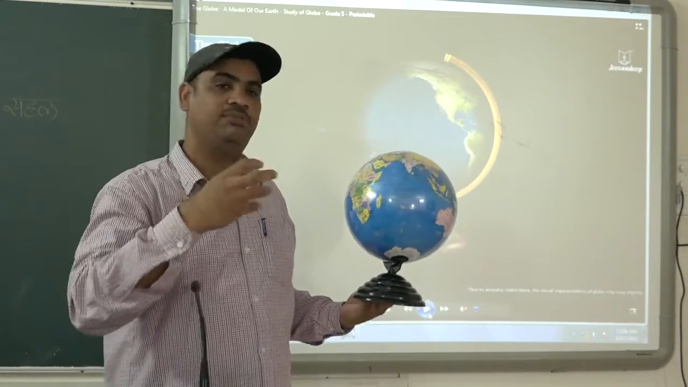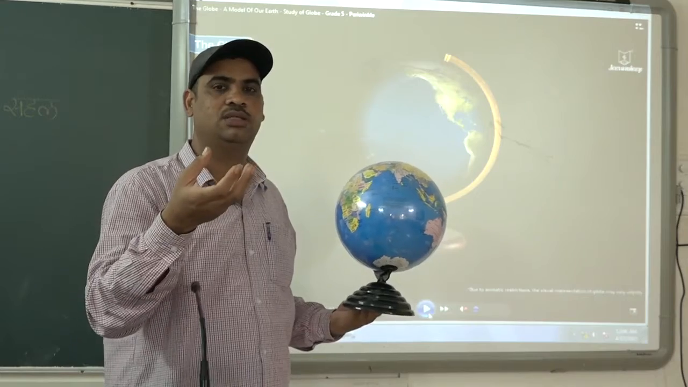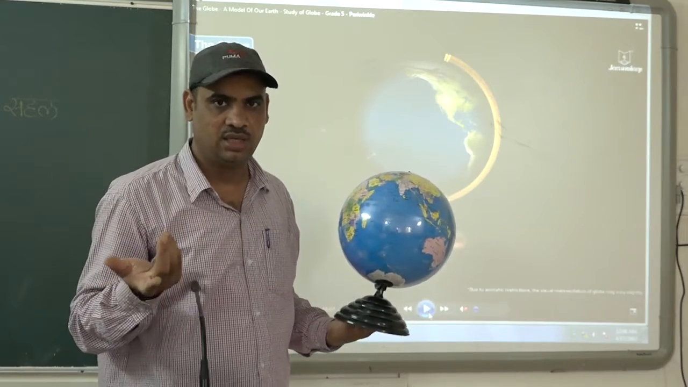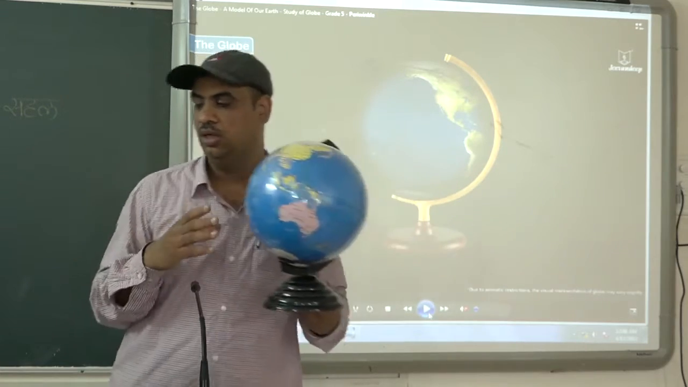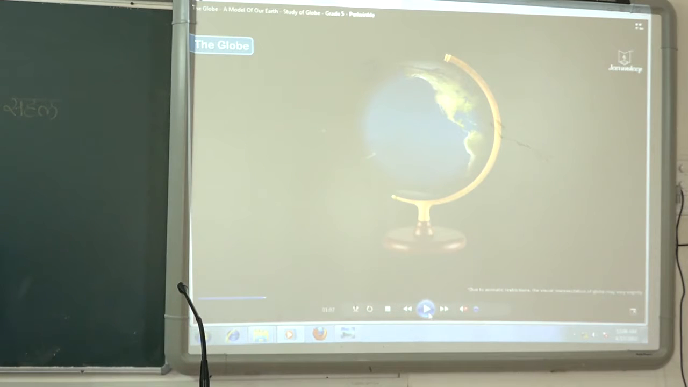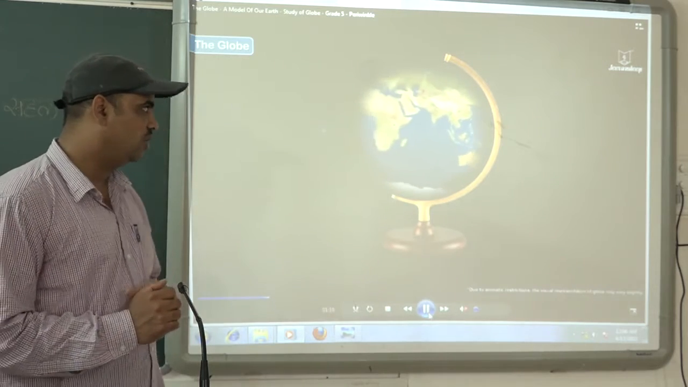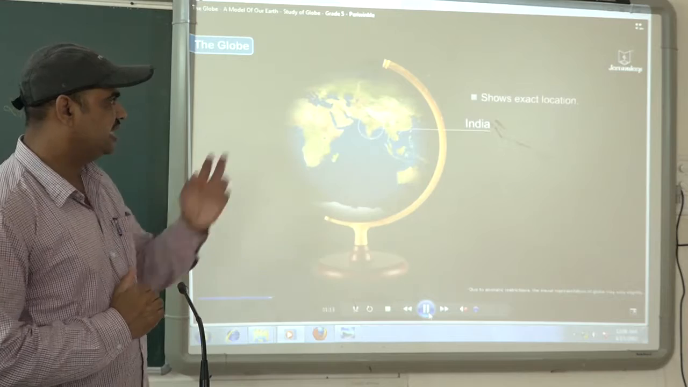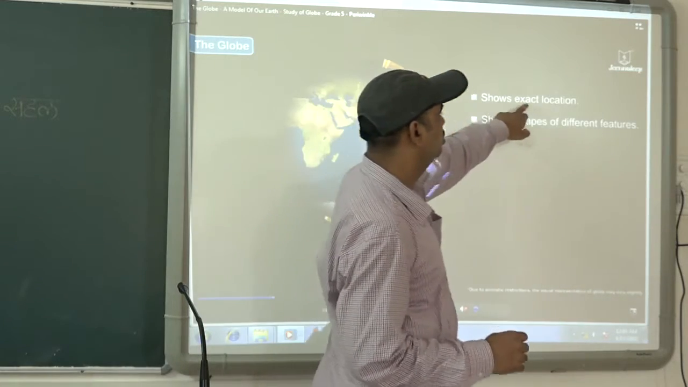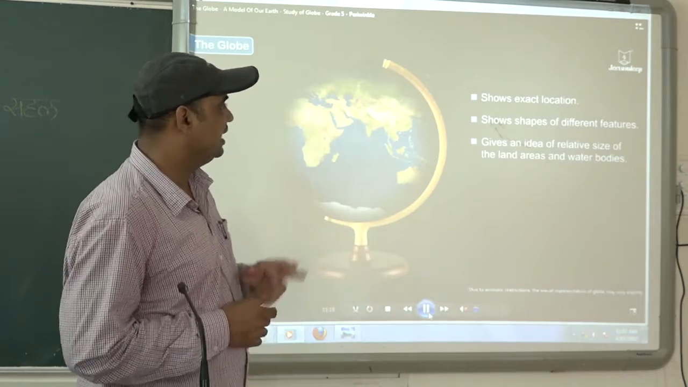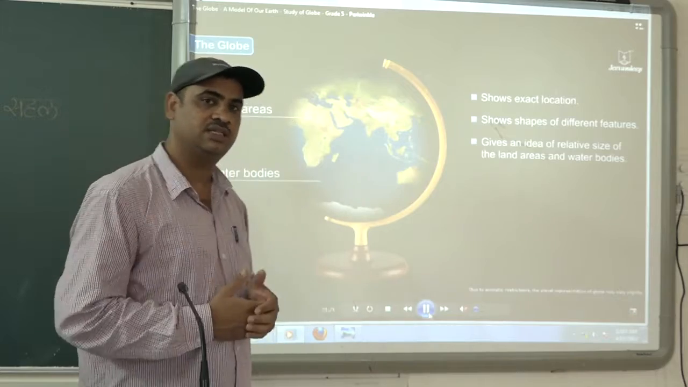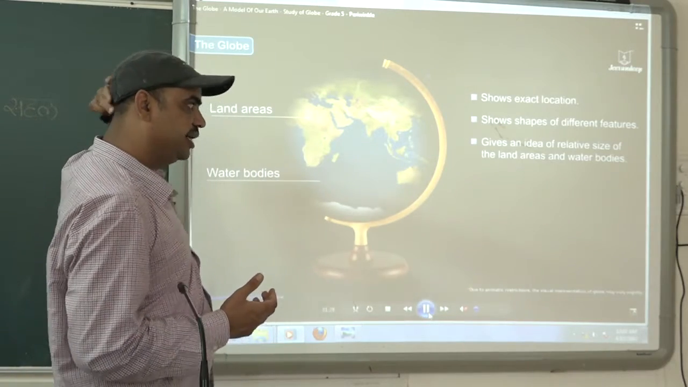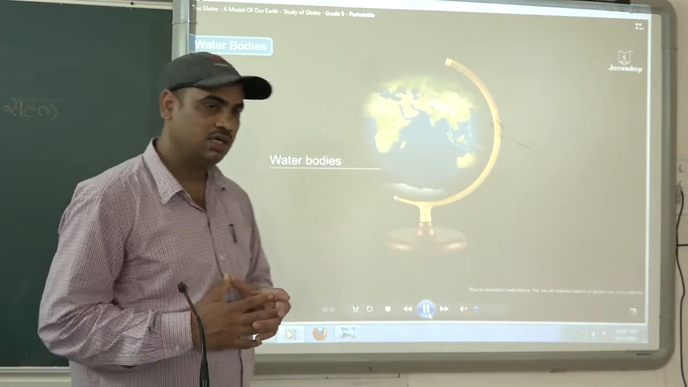Suppose you want to show a map of a city, take the example of Nanded. On a map it can be shown with a large scale, which means it can be shown in detail. But on a globe it is not possible because we have to cover the whole world. So the globe is very important for the study of especially Earth. There are certain uses. It shows exact location, where which country is, like India. It shows different features of the world. It gives an idea of relative sizes and extent.